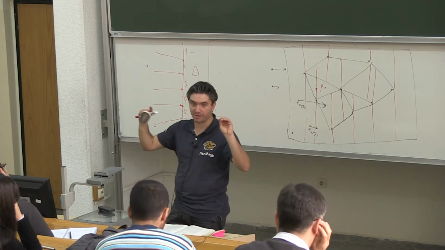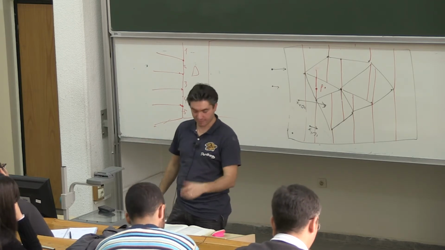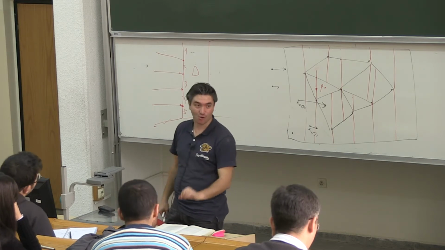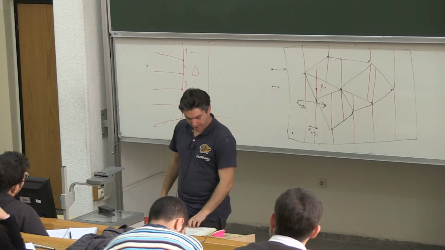At the same time, they cannot both be points. It's going to be degenerate. It's not going to be a face of the trapezoidal map. It's going to be an edge of the trapezoidal map.